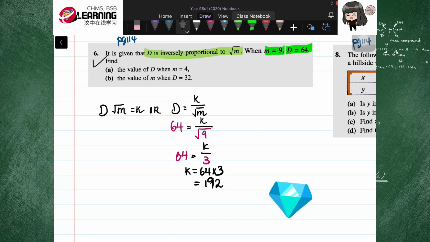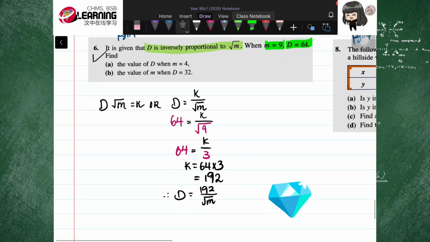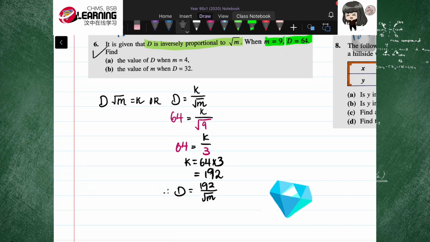Okay, so that is your K. So if they ask you to find the equation, the equation is D equals 192 over square root of M, or D square root of M equals 192. It's the same. This is the equation if they ask you to find the equation.